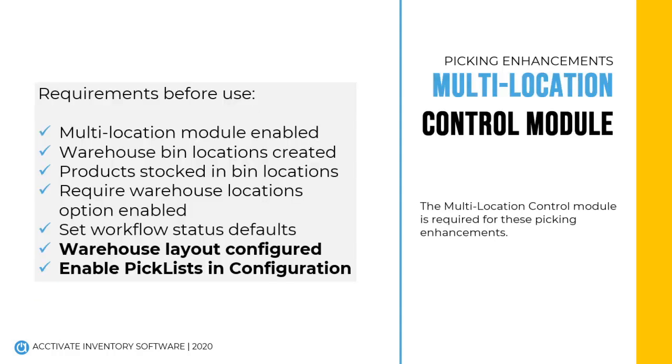So the first thing to understand about our new picking enhancements in version 11 is that they are made specifically to go with our multi-location control module. So you're going to need to have this module enabled in order to utilize all of the functions. If you aren't sure if you already have this module, you can email either support@acctivate.com or sales@acctivate.com.